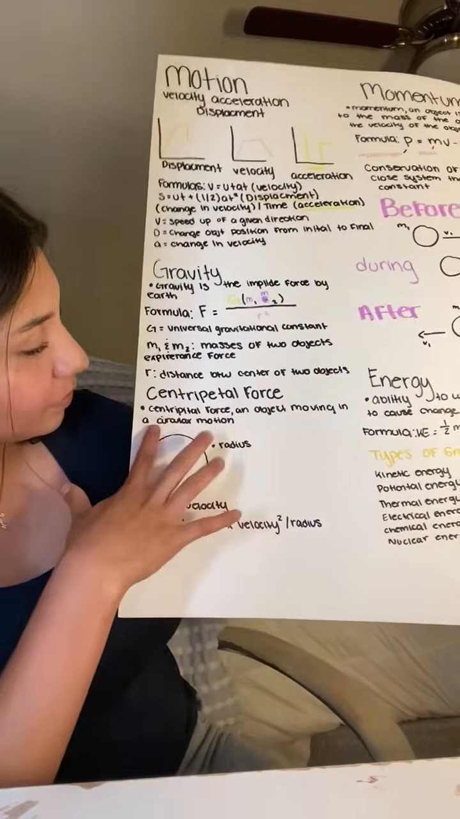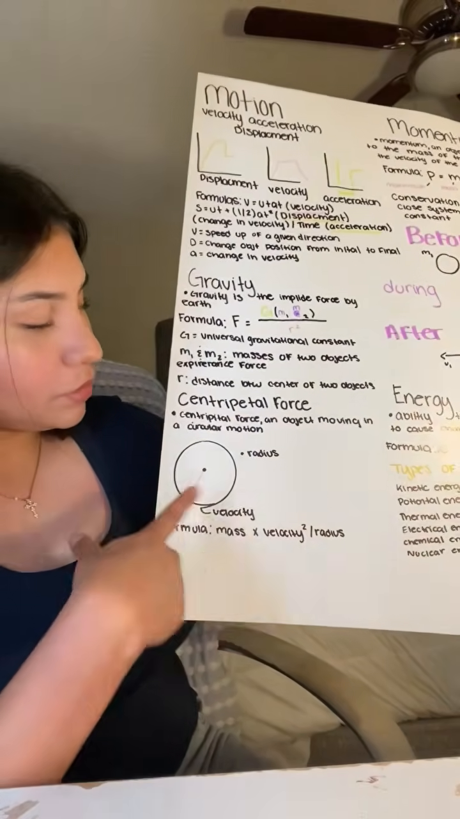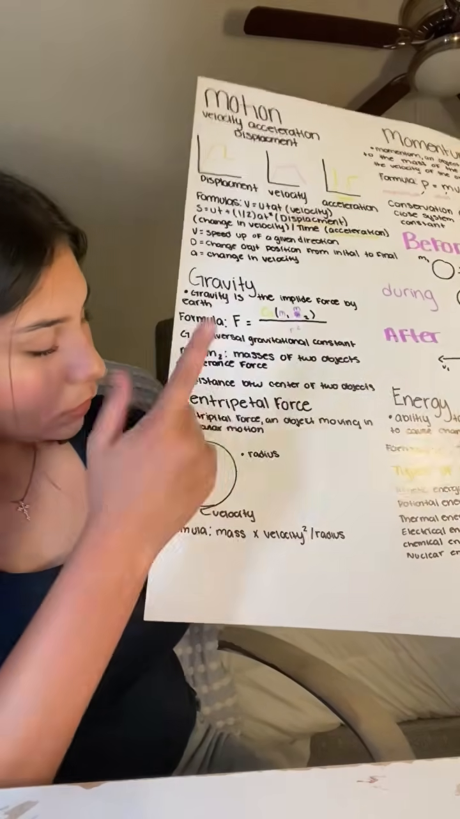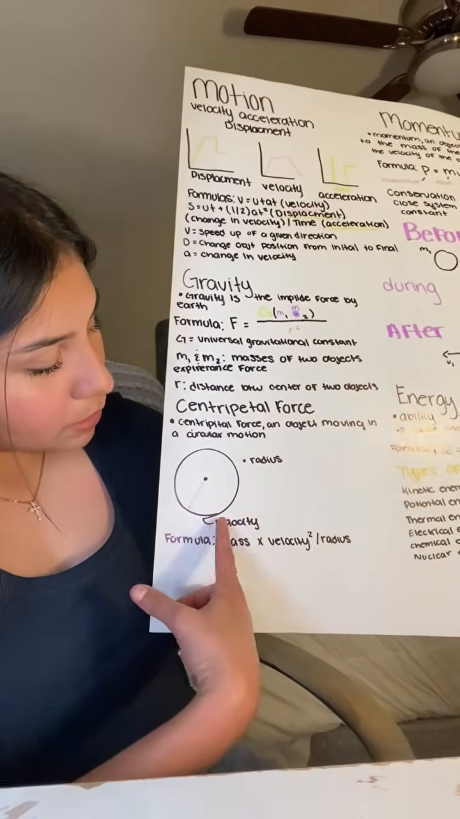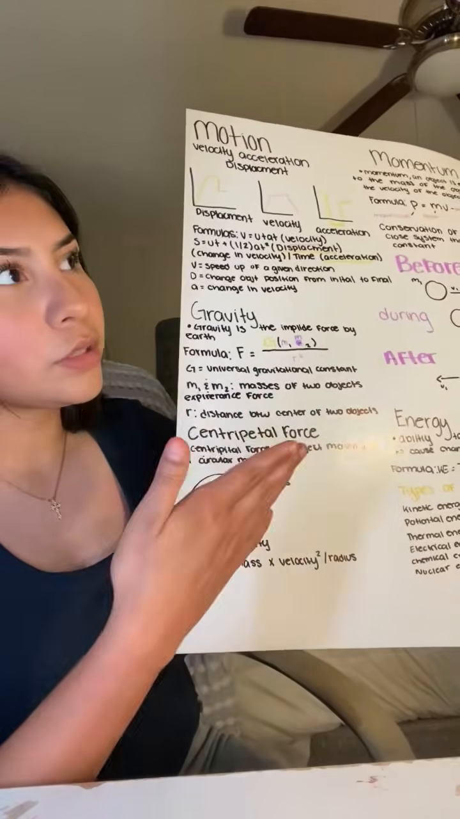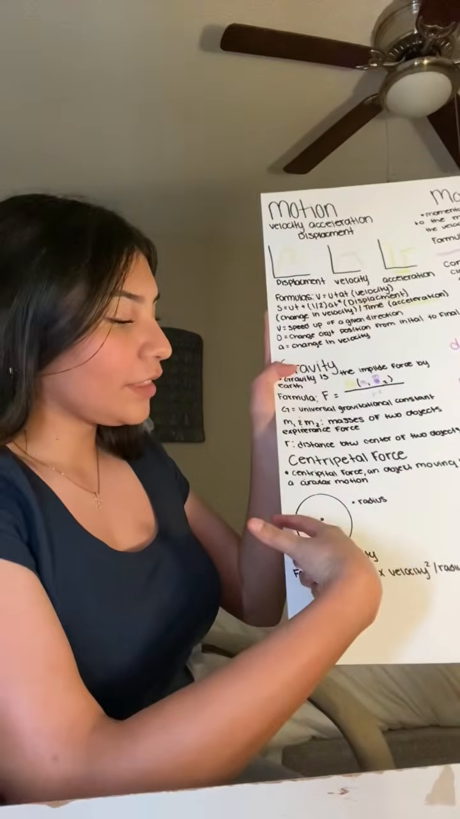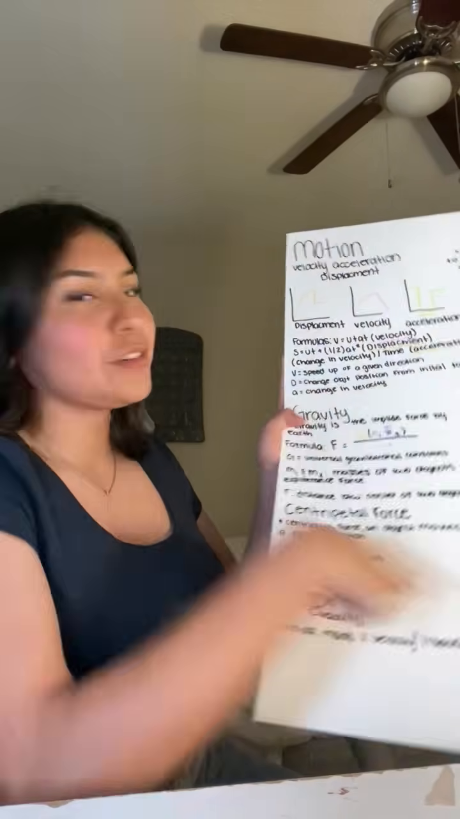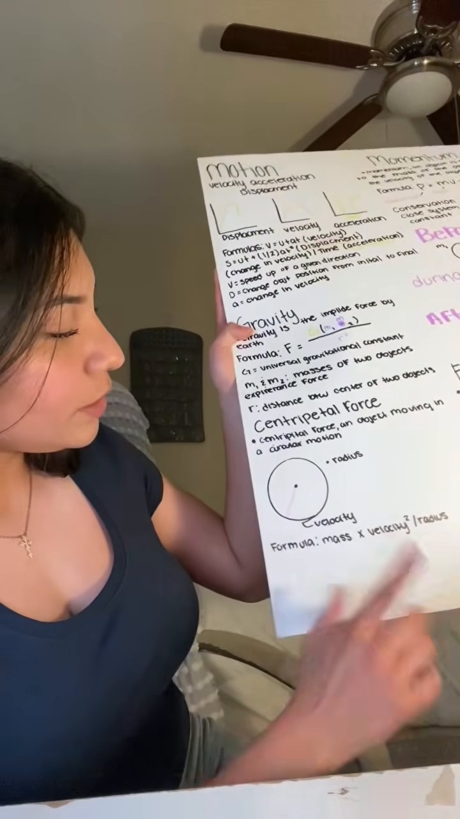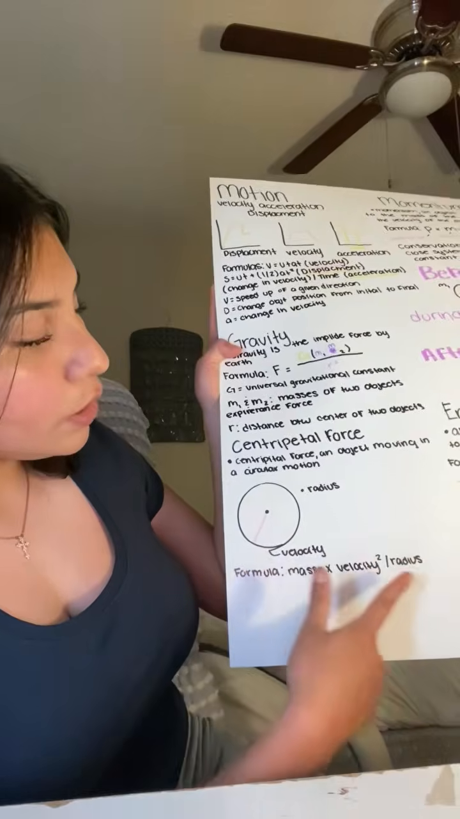Next, I'll be talking about centripetal force. As we see here, centripetal force is when an object is moving in a circular motion. We have a circle, and the dot equals the center, the radius of where the object is centered. The full circle is the velocity, right here where it says speed and direction. The formula for it is mass times velocity squared over the radius.